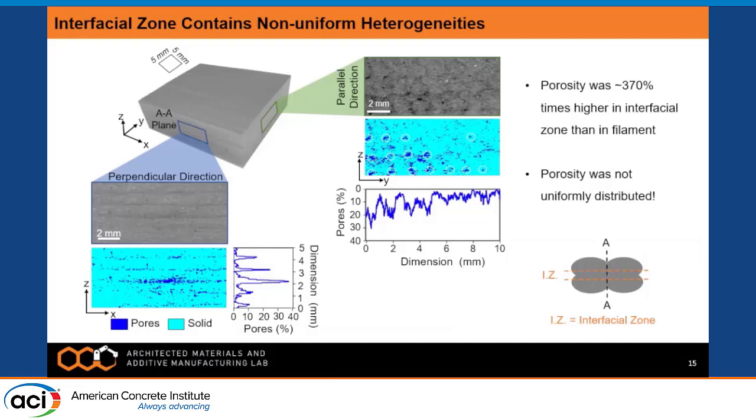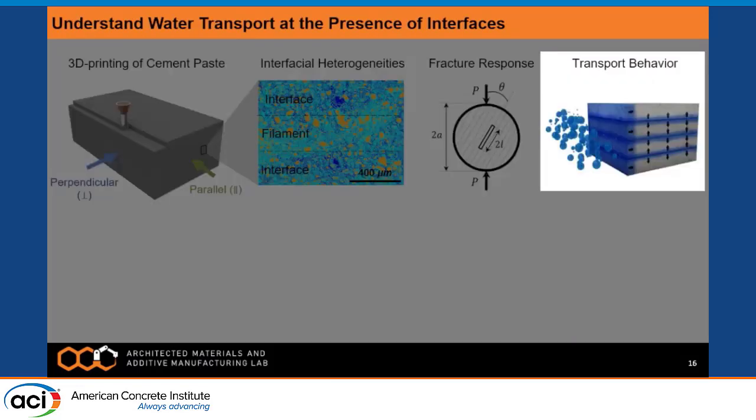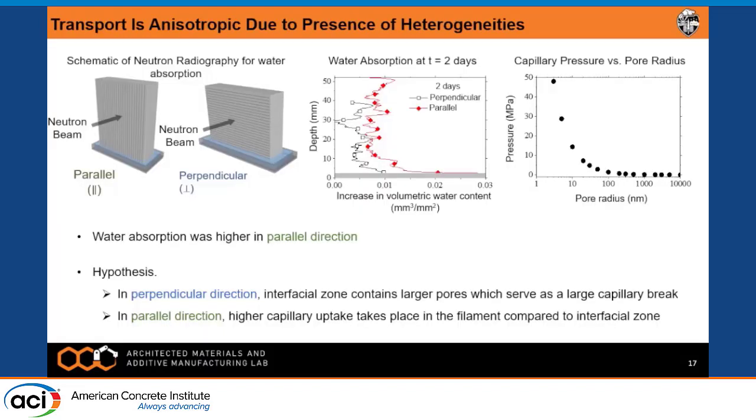Now, we didn't stop here. We wanted to understand the effect of these heterogeneities on transport as well. The transport study was done by our collaborators at Oregon State University. We designed these samples, and they inspected the water absorption in two perpendicular directions. What we observed is that in the parallel direction, there was a higher water absorption. Our initial hypothesis was that these microstructure heterogeneities in the parallel direction, the interfacial zone, were causing the higher water absorption. However, we were proven wrong.